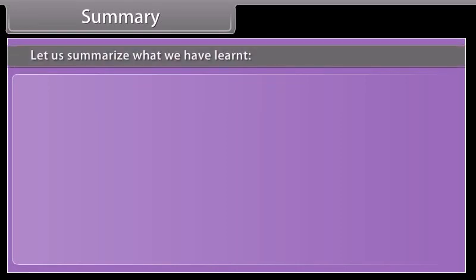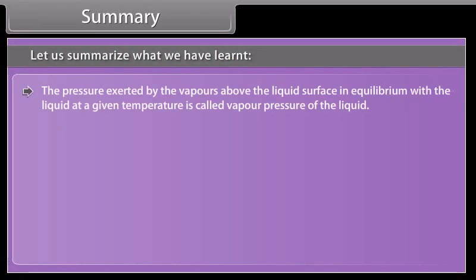Summary. Let us summarize what we have learnt. The pressure exerted by the vapors above the liquid surface in equilibrium with the liquid at a given temperature is called vapor pressure of the liquid.